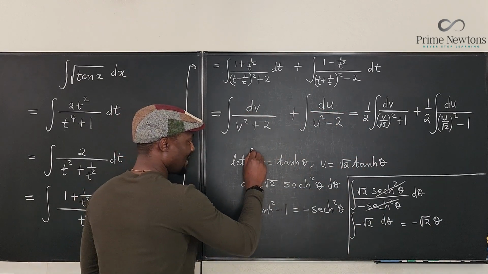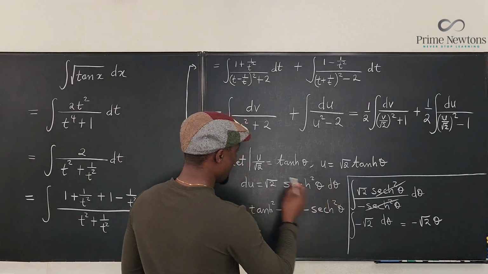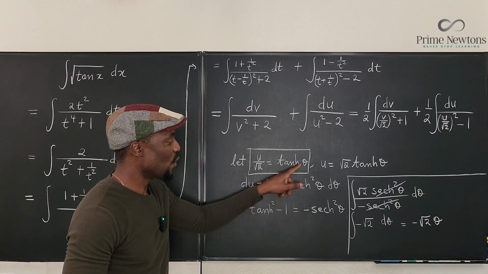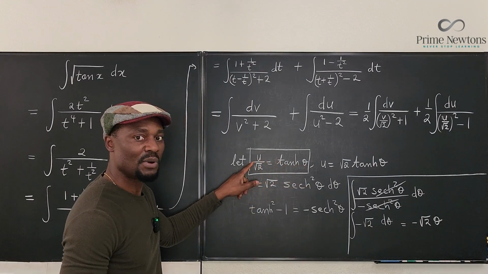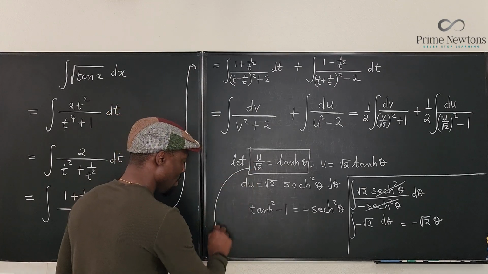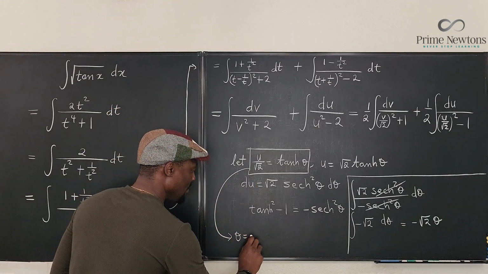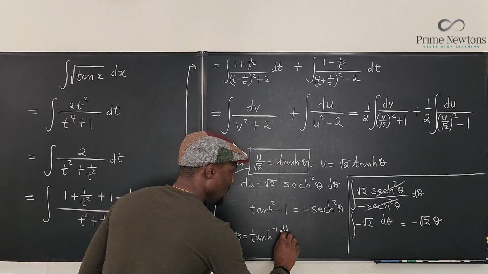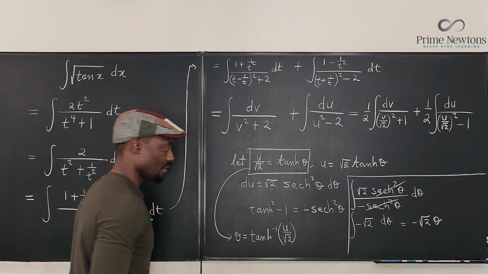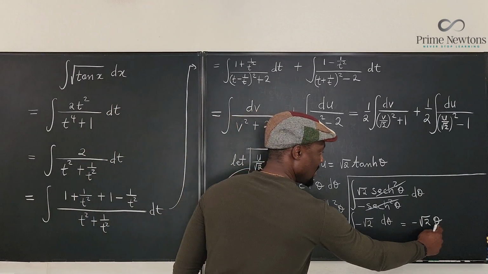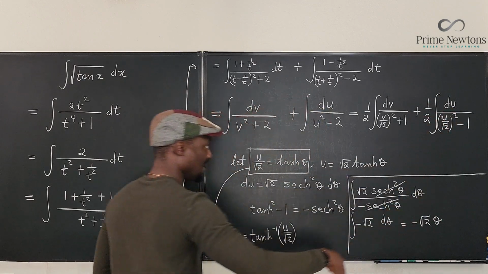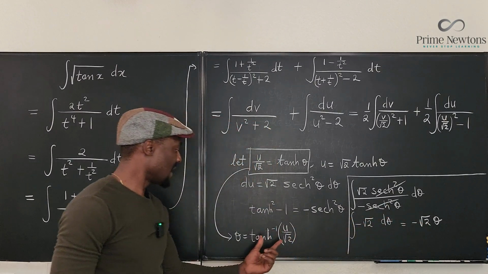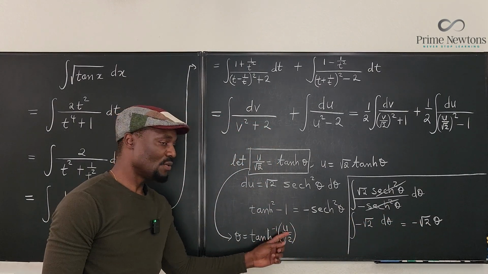Now, where is theta? We said that u is the square root of 2 hyperbolic tangent theta. In order to get your theta, you just have to take the inverse hyperbolic tangent of this. So from this, we can say that theta is equal to inverse hyperbolic tangent of u over the square root of 2. That's what theta is. So this whole thing can be written as 1/2 times negative square root of 2 times inverse hyperbolic tangent of u over square root of 2.